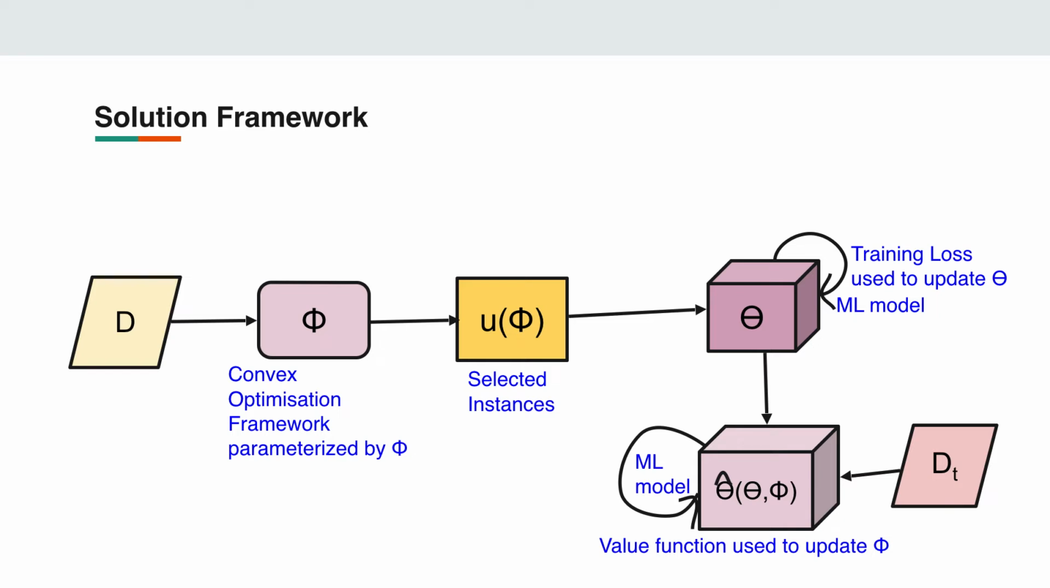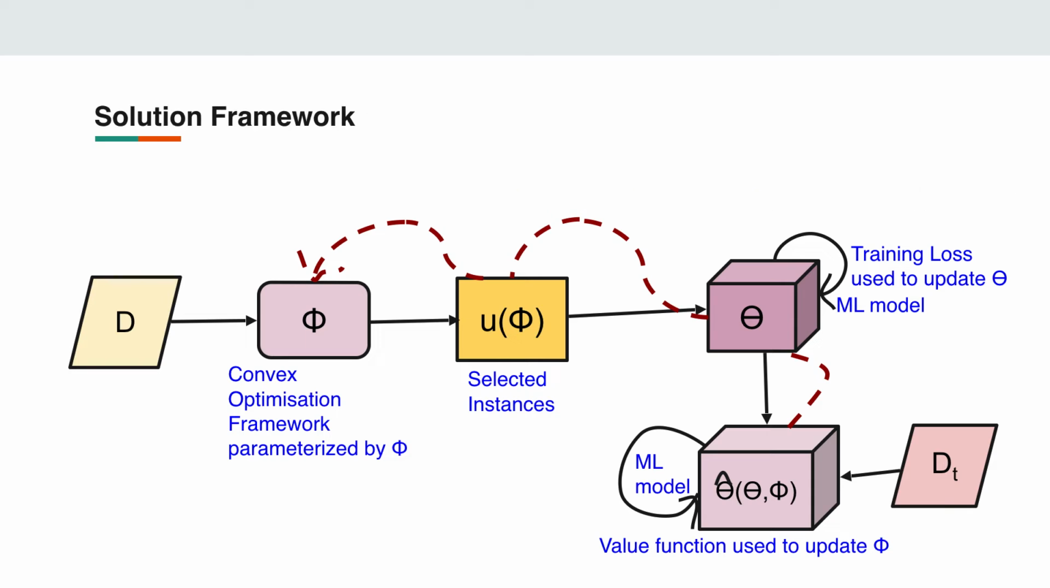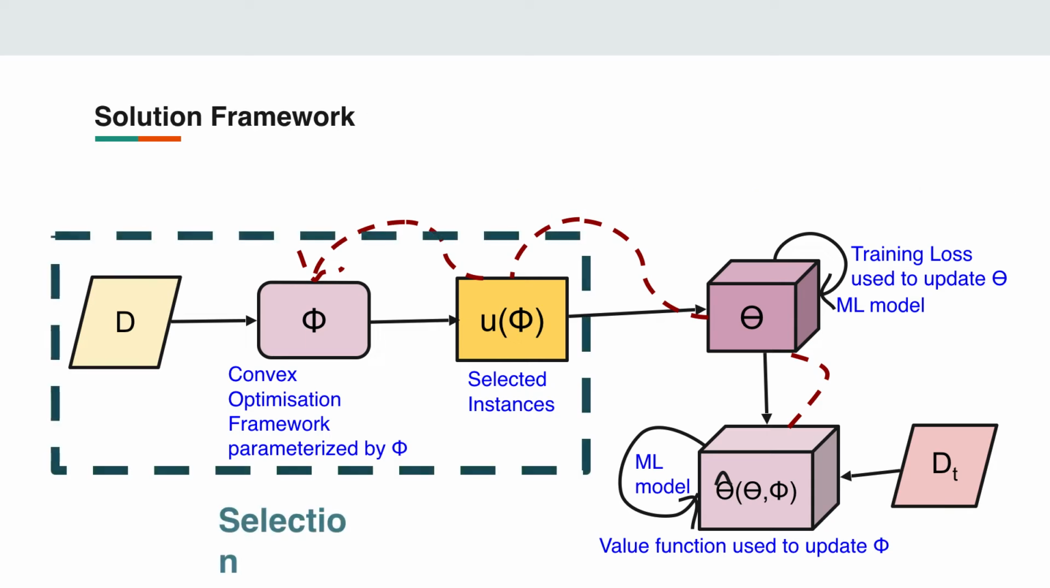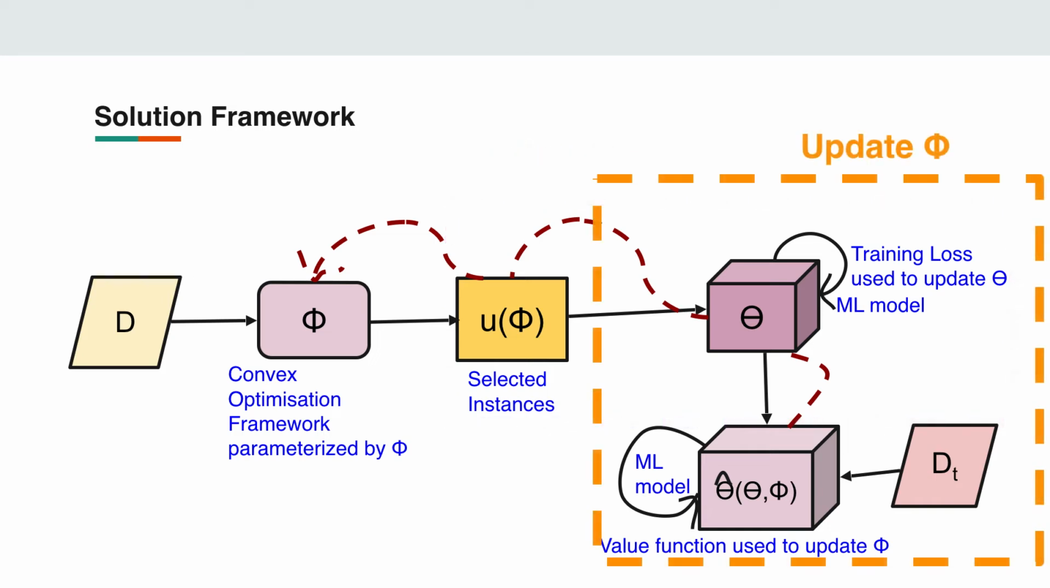However, updating the value function with respect to phi is challenging since it has to pass through the optimization framework for computing the gradients. Further details will be explained in the later part of the presentation. We divide this structure into three parts. The first being selection, the second being updation of model parameter theta, and the third being updating of selection parameter phi. Now we shall explain each block and then connect the dots.